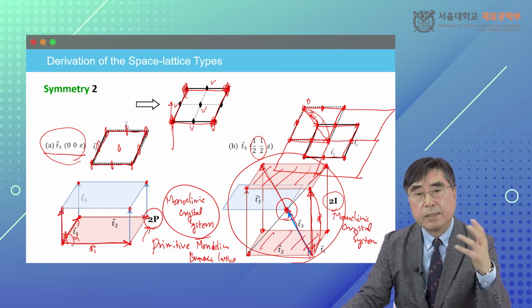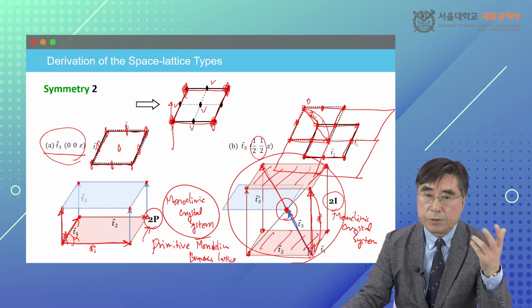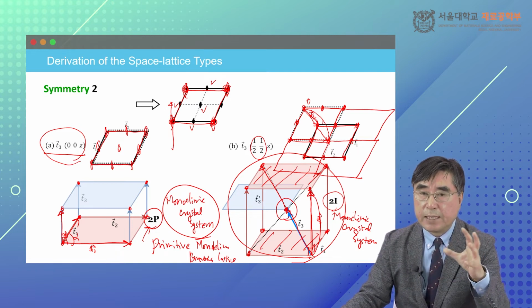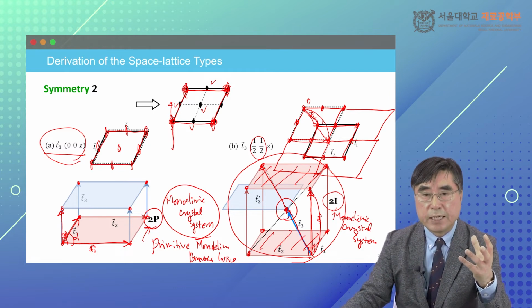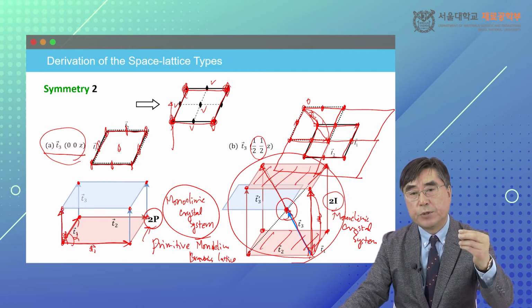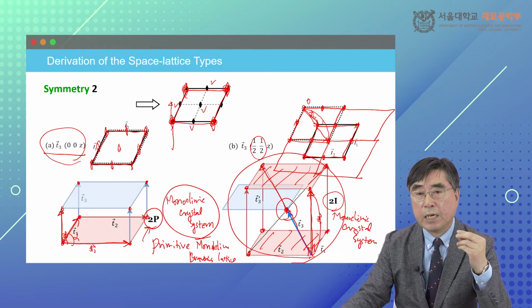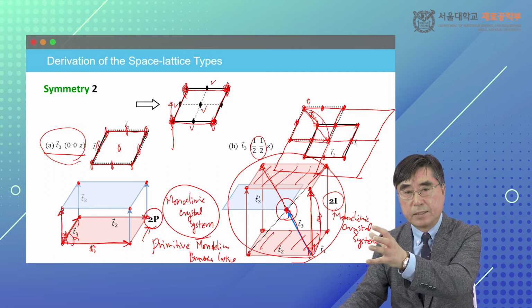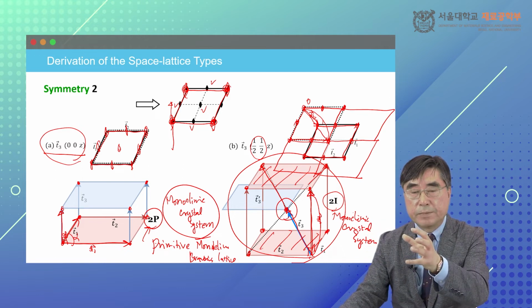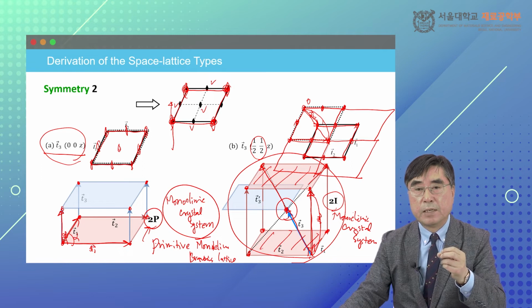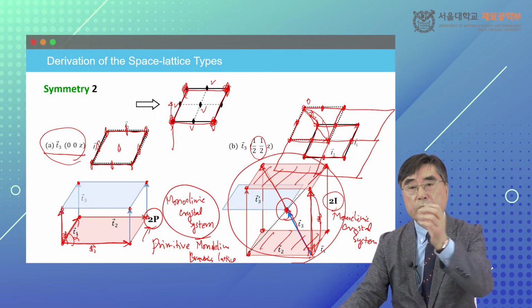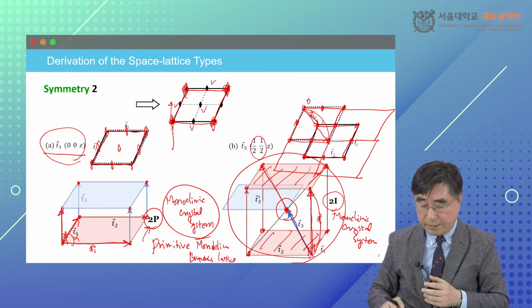So I define the monoclinic crystal system, but in order to do that, there is an extra Bravais lattice, which is basically two lattice points in a unit cell, where the extra lattice point locates in the body center position. So this is the body-centered monoclinic Bravais lattice. So the monoclinic crystal system starting from two-fold symmetry has two different Bravais lattices developed. One is the primitive monoclinic Bravais lattice, and one is the body-centered monoclinic Bravais lattice.